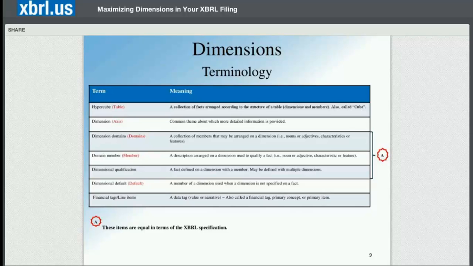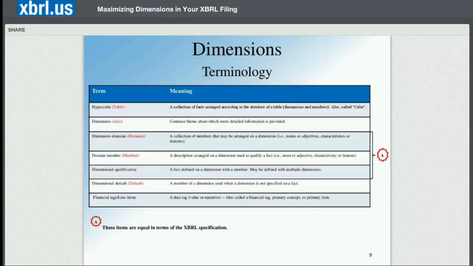And if you look down, you'll see where it says default or dimensional default, and that is a relationship placed on that element in the definition linkbase of your taxonomy, which is the structure that you use period over period to report your facts as tagged in the instance.